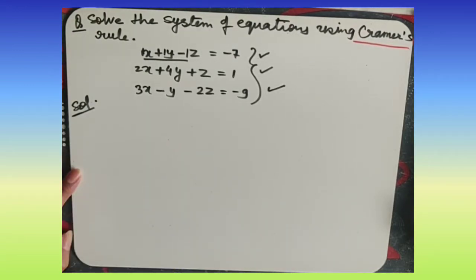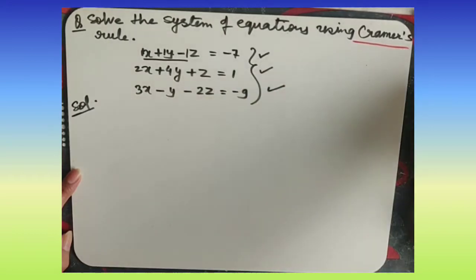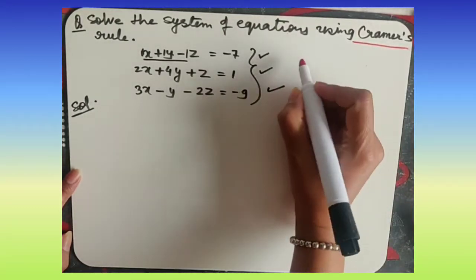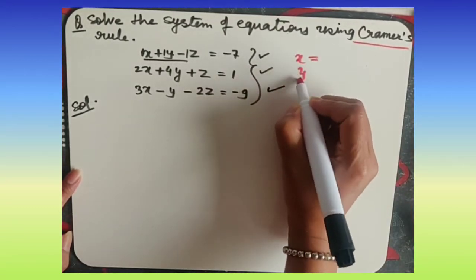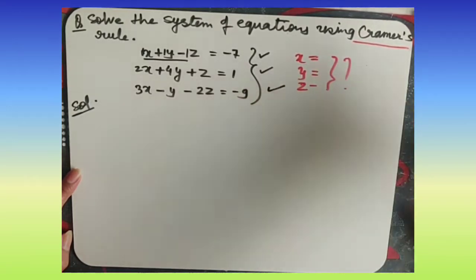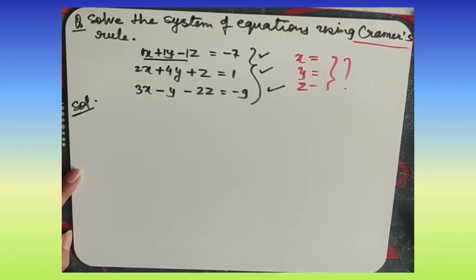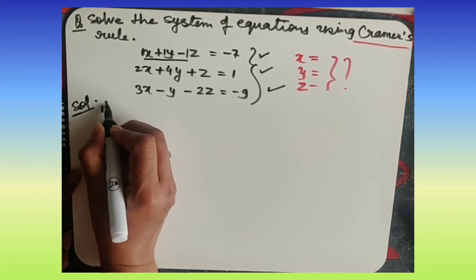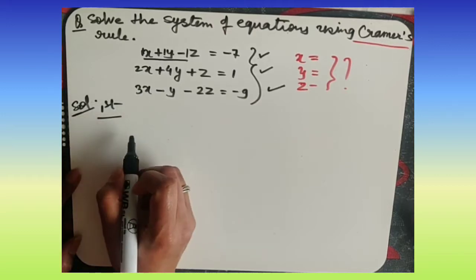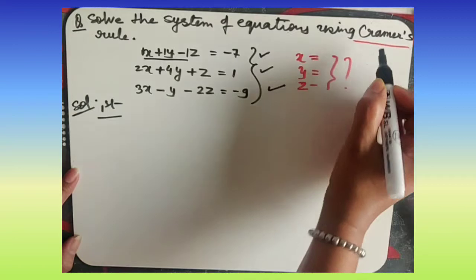Let's see how to use Cramer's rule to solve this. Solve this means we need to find the values of x, y and z. So the first step is to make the coefficient matrix. For Cramer's rule, we use the coefficient matrix.